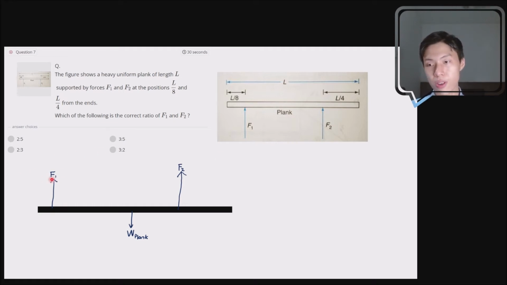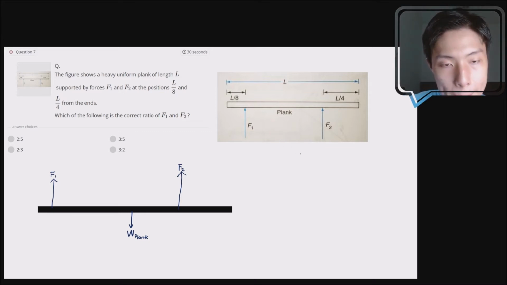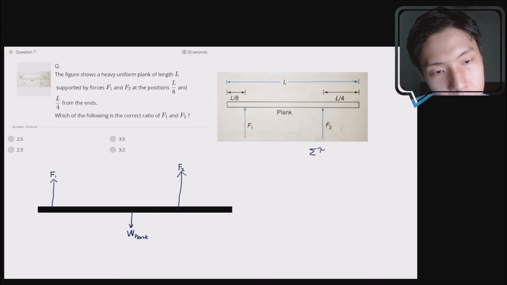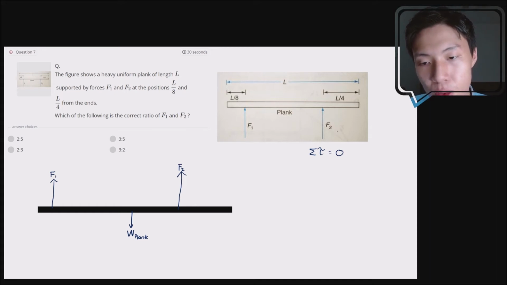Now we are interested in the ratio between F1 and F2. Well, you start with the same idea. You know that this plank is not rotating, so you know that the sum of torque will be equal to 0. Okay, so you know that there are 3 forces over here. You are interested in the ratio between F1 and F2. That means you're interested in both of these. If you're interested in F1 and F2, that means you are not interested in the weight of the plank.